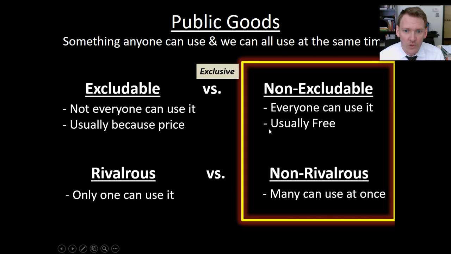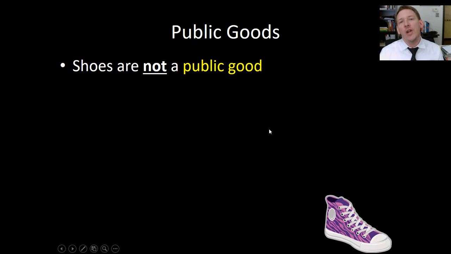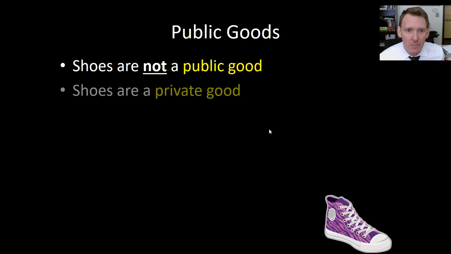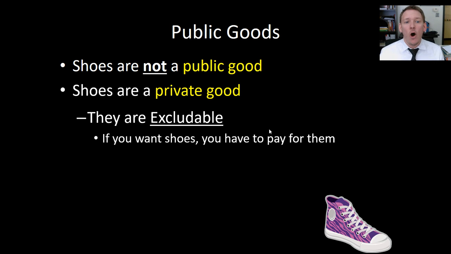Let's go into some more details of public goods. Shoes are not a public good. Why are they not a public good? Shoes are a private good. Why? Because they are excludable. If you want shoes, you have to pay for them. You don't get free shoes. Typically, depending on the shoes, the prices go up, so you can exclude people from using shoes.